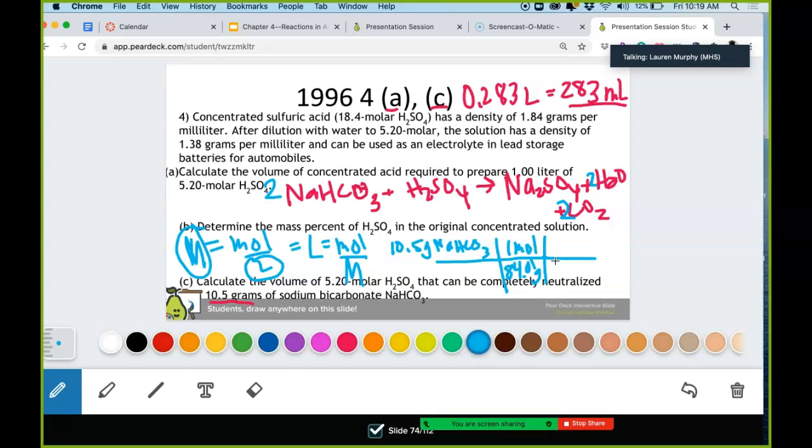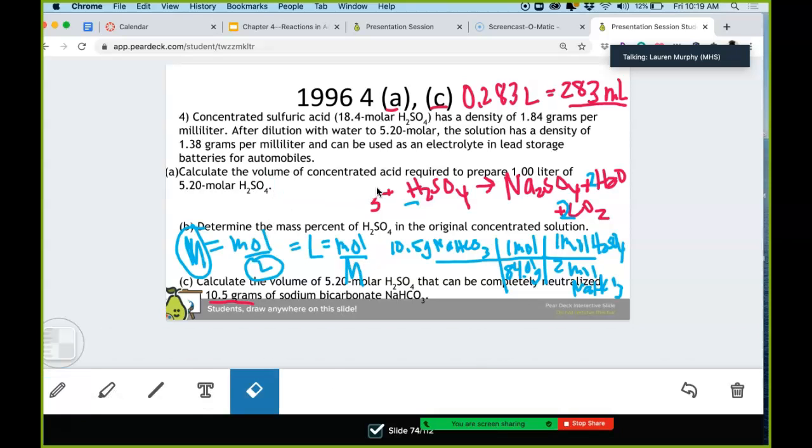Okay, so let's see. We have to do mole to mole ratios. For every 2 moles of sodium bicarbonate that react, 1 mole of H2SO4 reacts. It is a 2 to 1 ratio. So now I have moles of H2SO4. Well, if I have moles and I have molarity, I can find volume.